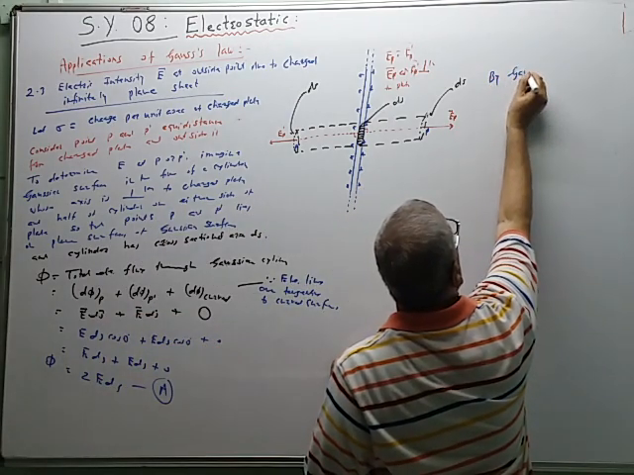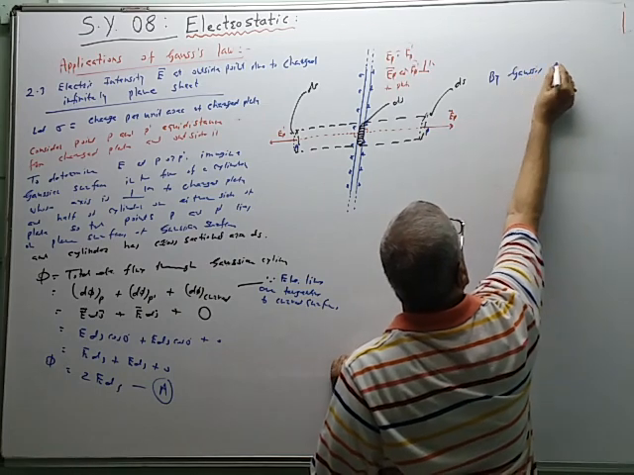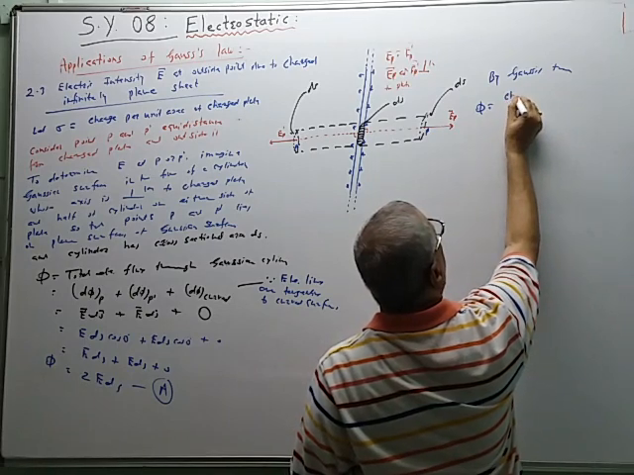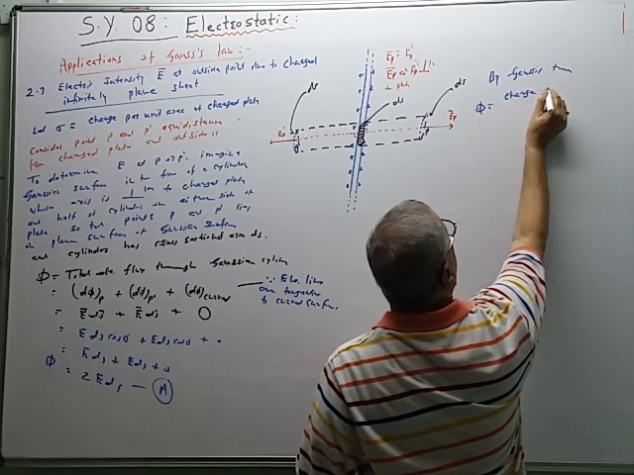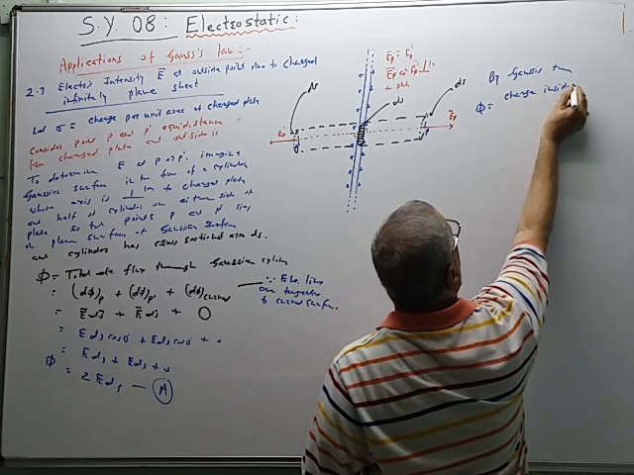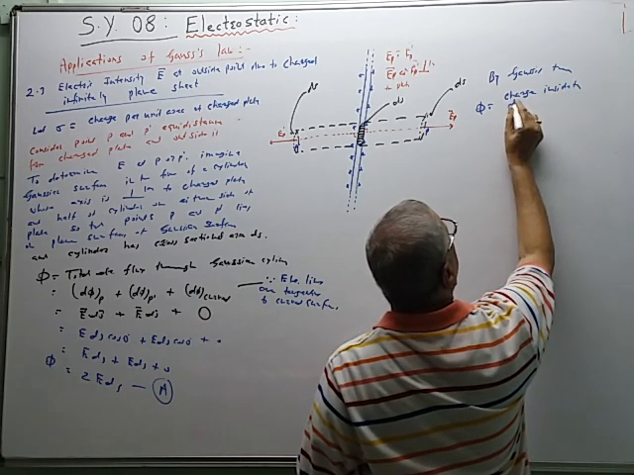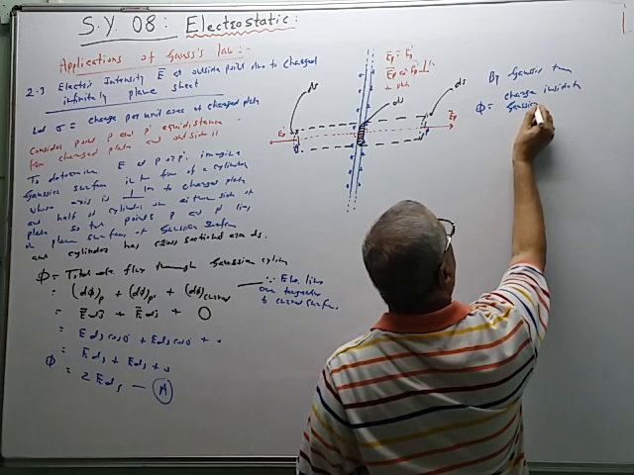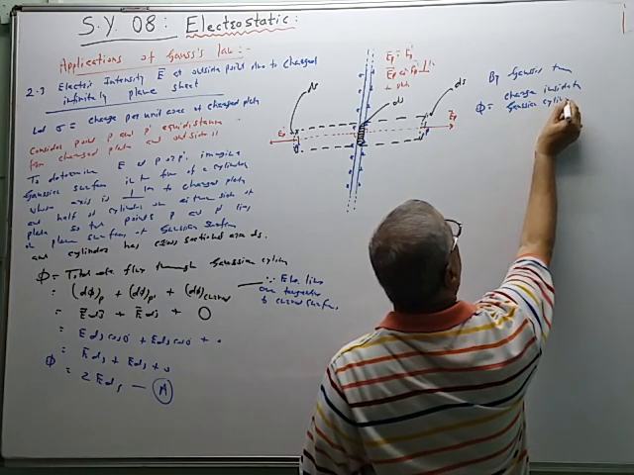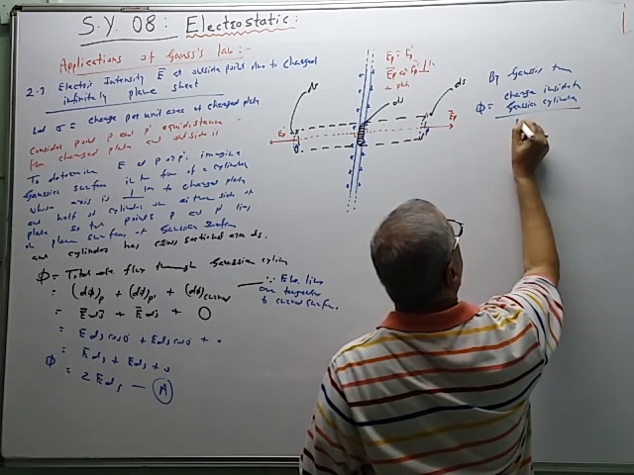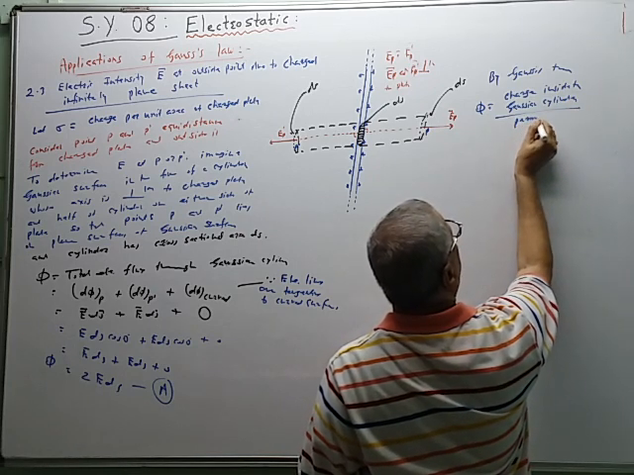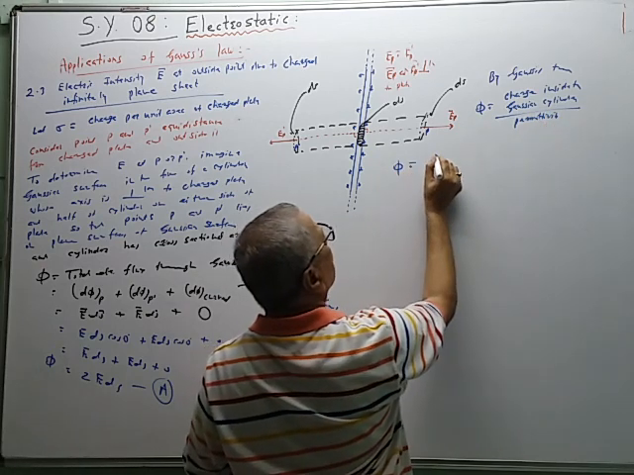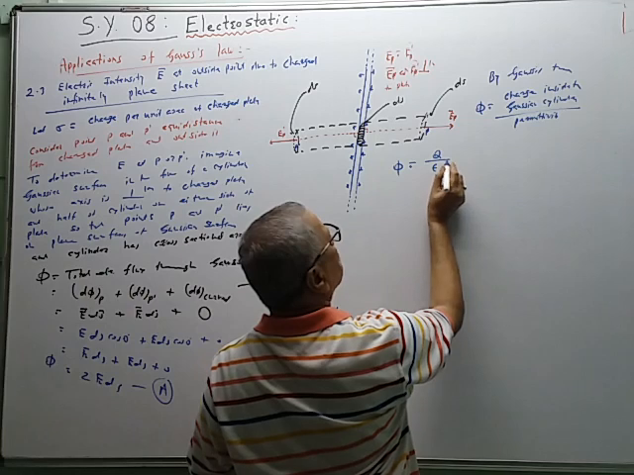By Gauss's theorem, phi is equal to the charge inside the Gaussian cylinder upon permittivity. That is, phi is equal to Q upon epsilon.